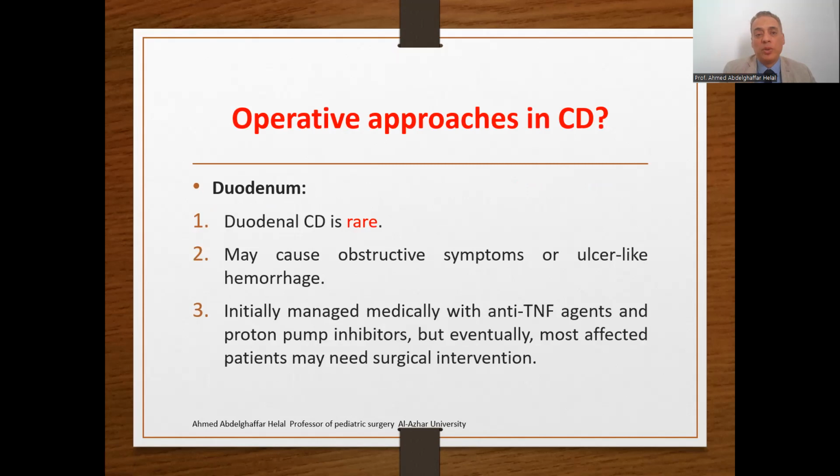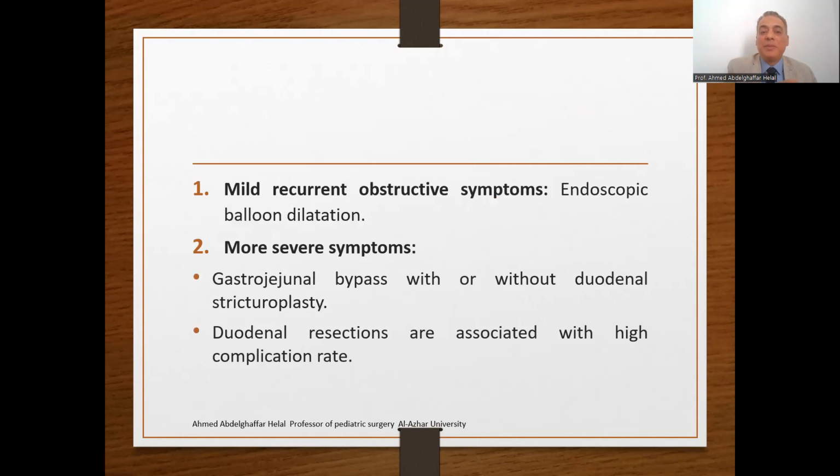Operative approaches, we will go through some operative approaches. Duodenal Crohn's, which is very rare, may cause obstructive symptoms or ulcer-like hemorrhage, and is initially managed medically with anti-TNF agents and proton pump inhibitors, but eventually many patients may need surgical intervention. In mild recurrent obstructive symptoms, if amenable to endoscopic balloon dilatation, that is well and good. In more severe cases, we may need to perform gastrojejunal bypass, with or without duodenal stricturoplasty. Duodenal resections are associated with a high complication rate, so they should be avoided.